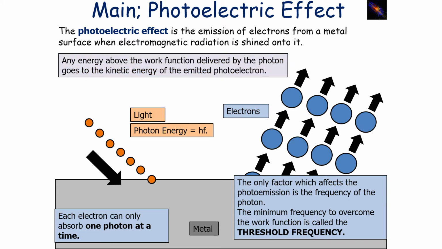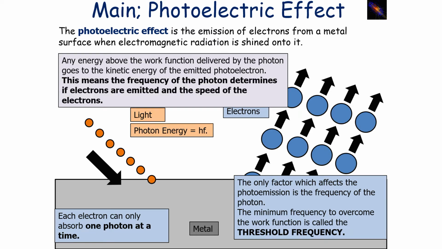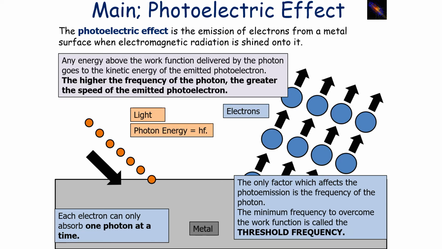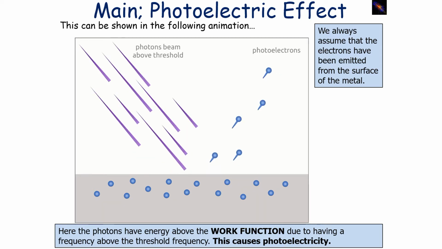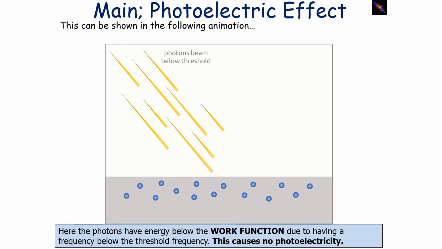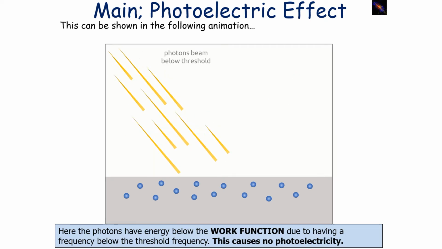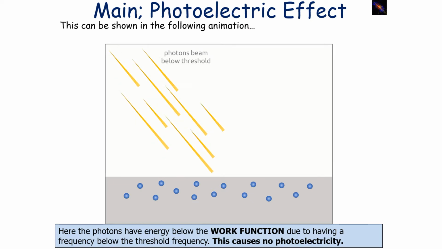Now it's important to note that any energy above the work function delivered by the photon goes to the kinetic energy of the emitted photoelectron. So this means the frequency of a photon determines if electrons are emitted and the speed of those electrons when they are emitted. The higher the frequency of the photon, the greater the speed of the emitted photoelectron. We can see this in this particular animation. Here the photons have energy above the work function due to having a frequency above the threshold. This causes photoelectricity. Whilst in this particular situation, photons have energy below the work function due to having a frequency below the threshold, and this causes no photoelectricity.